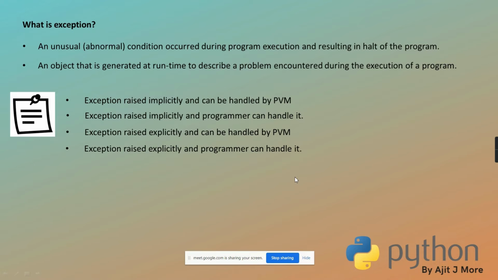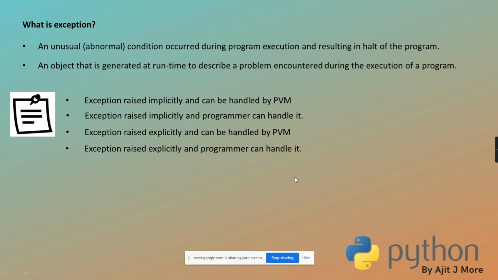So I hope you are understanding the concept. Is it clear to you? First of all, what is an exception? That is clear. Exception means when the problem is not because of a syntax error. When there is no syntax error and still your program has halted, it is obviously because of an exception. An exception is an unusual or abnormal thing that occurred during runtime and has halted your program execution. You can say an exception is an object which is created at runtime, and that object is describing the problem.